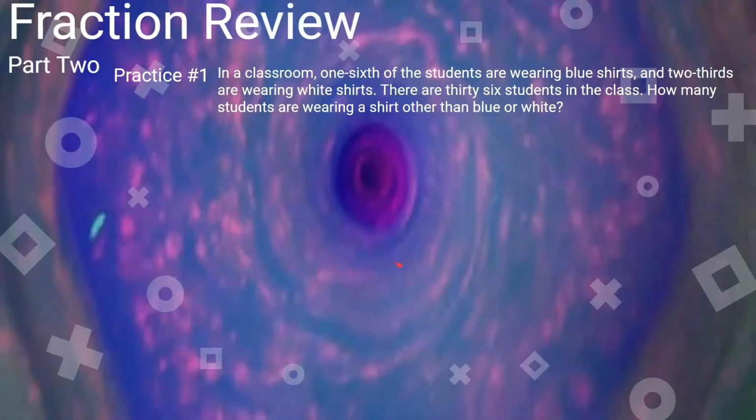Our practice problem 1 is that in a classroom, 1/6 of the students are wearing blue shirts. 2/3 are wearing white shirts. There are 36 students in the class, and how many students are wearing a shirt other than blue or white? Tell you what, take just a minute or two and don't try to solve it really, but either highlight or circle what you think is important. And then when we move to the next part, we'll solve it together.